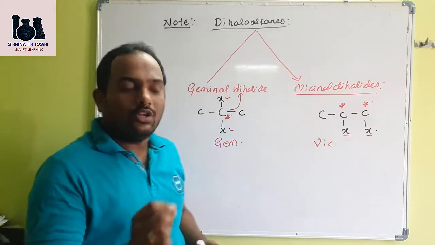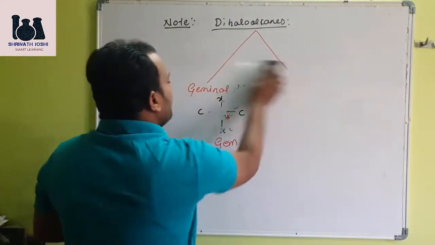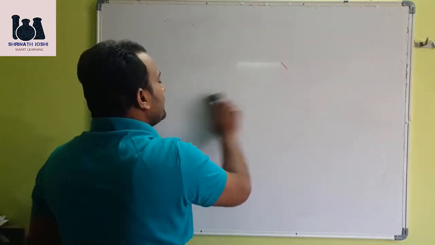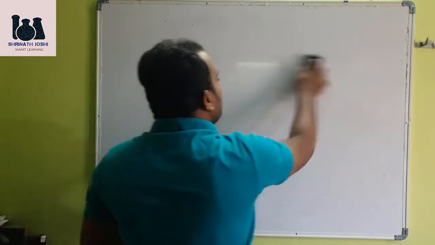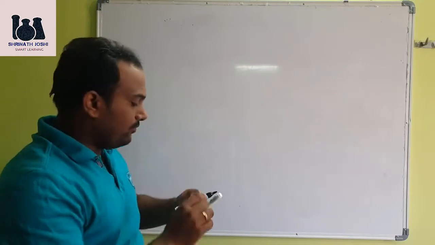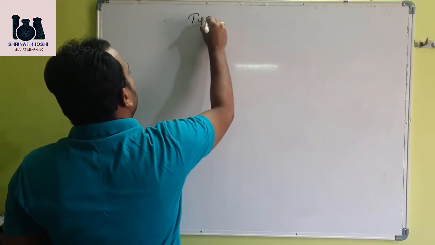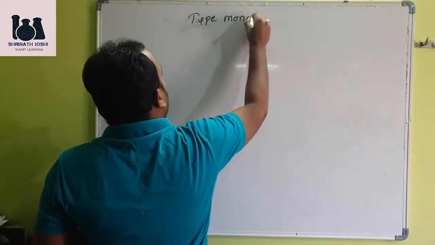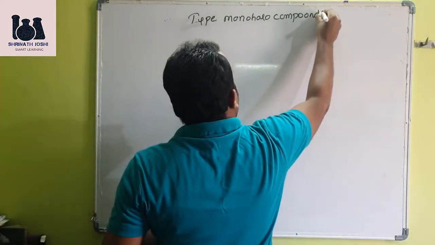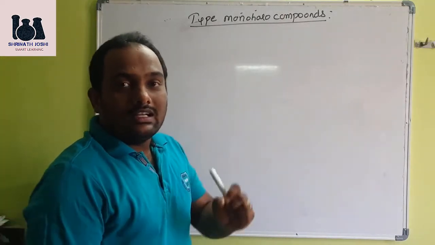Now, continuing with the monohaloalkanes. Monohaloalkane means they contain only one halogen atom bonded to carbon. This is further classified on the basis of the type of hybridization of the carbon atom or halogen atom to which it is bonded, or both. Further, I will write the types of monohalo compounds. Monohalo means they contain one halogen atom bonded to a carbon atom.